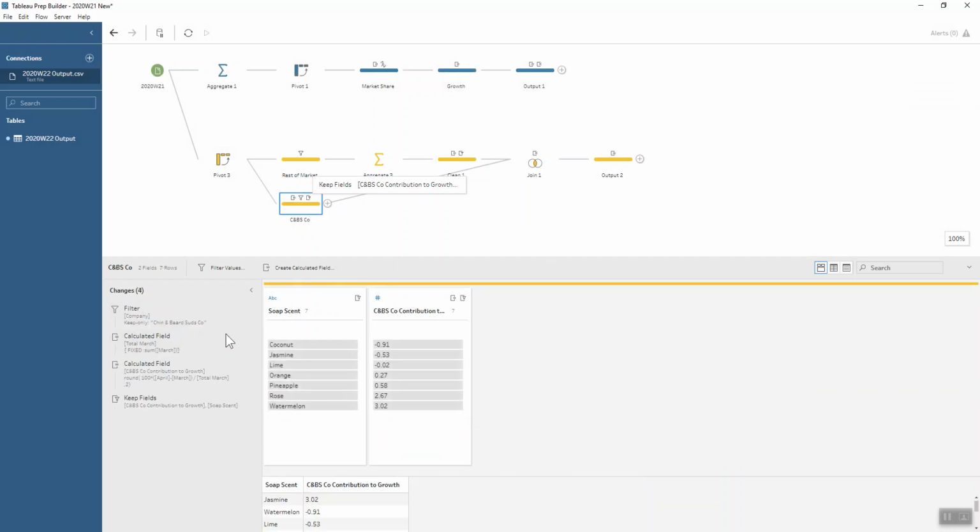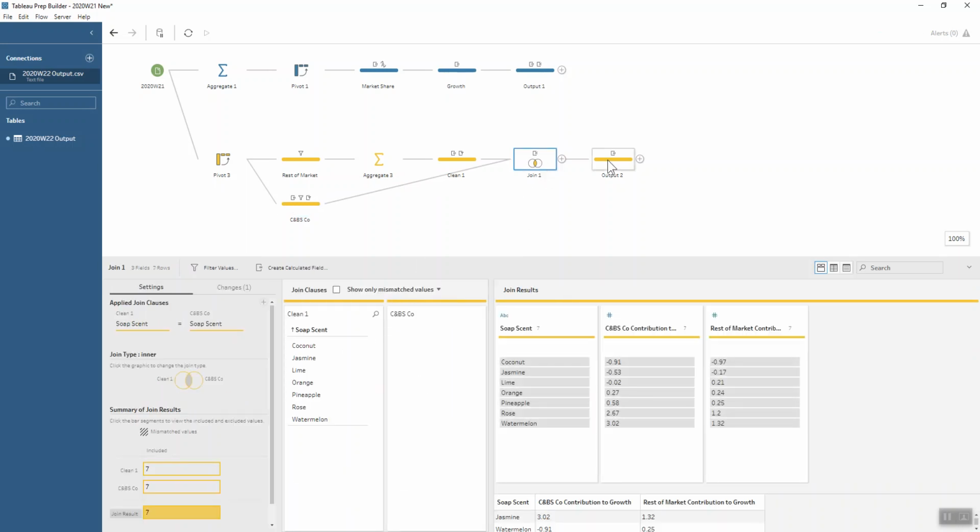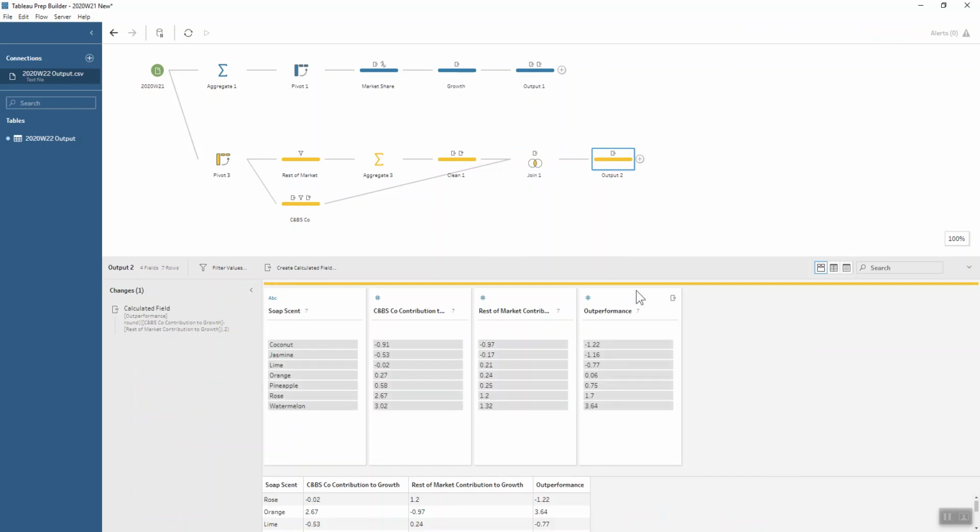We do very similar steps here, but we're just keeping Chin Beard Suds Co and then calculating our contribution to growth. So we have that here nicely. We join these together on the soap scent, and then we're ready to calculate our outperformance as the only thing that's left to do for this challenge. So we've got our different soap scents for Chin Beard Suds Co. We've got the Chin Beard Suds Co contribution to growth minus the rest of the market contribution to growth, and that gives us our outperformance.